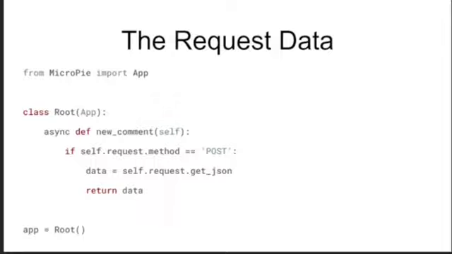We can check the request method. In this case, if it's a post request, then we can assume, for this example, that we're posting a JSON object to this endpoint, new comment. We get that object and store it as data using self.request.getJSON. So we store the JSON object that's in the request body as data, and then we just return it back to the user, also in JSON. It'll return that JSON dict object back. Right there, really easy and simple.